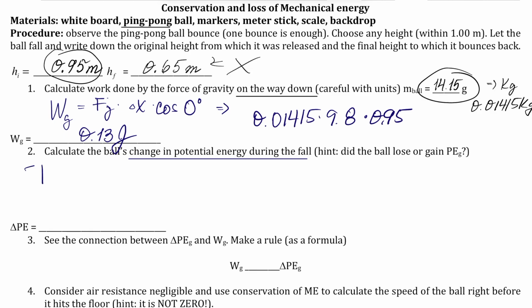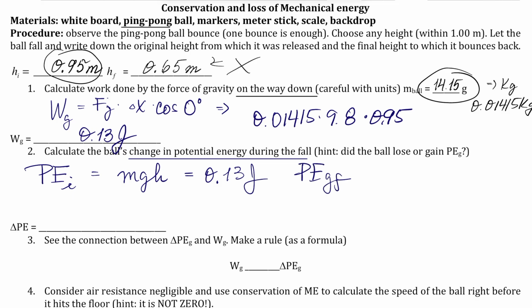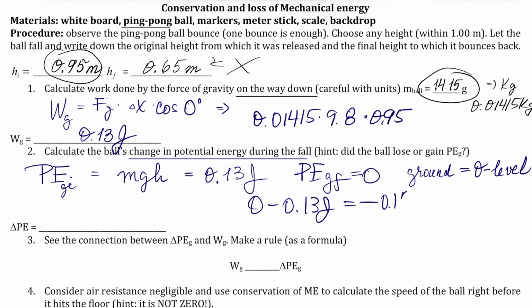Now, calculate the ball's change in potential energy during the fall. At the top, potential energy initial is going to be mgh, where h is 0.95. It's going to be the same, 0.13 joules at the top. Potential energy gravitational final is going to be 0 because it's going to be on the ground, or if you use the desk, this is your 0 level. This is where potential gravitational energy is 0. So then 0 minus 0.13 joules gets me negative 0.13 joules. That's the change.